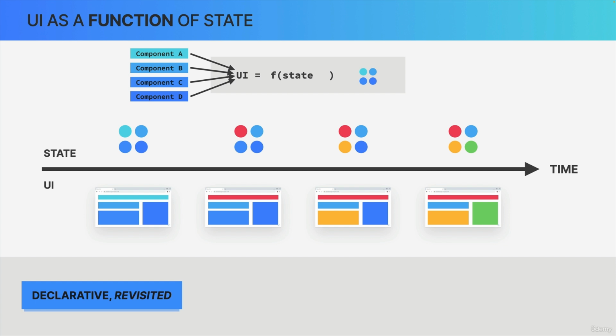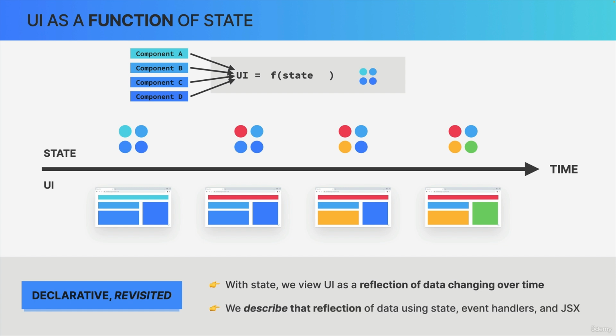So instead of viewing a UI as explicit DOM manipulations, with state, we now view a UI as a reflection of data changing over time. And as you know by now, we describe that reflection of data using state, event handlers, and JSX. So we describe the UI, React does the rest. Now, this might all sound a bit philosophical at this point in your journey, but trust me, as you become more and more experienced in building React apps and working with state, you will truly and deeply understand everything I just said here.